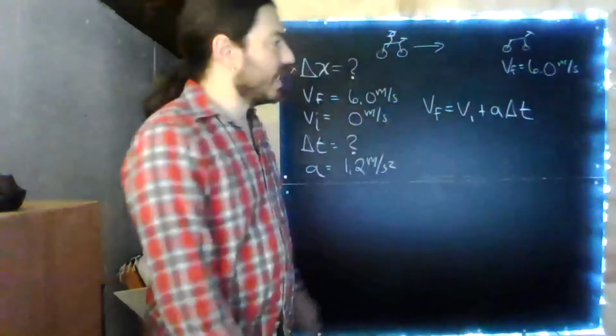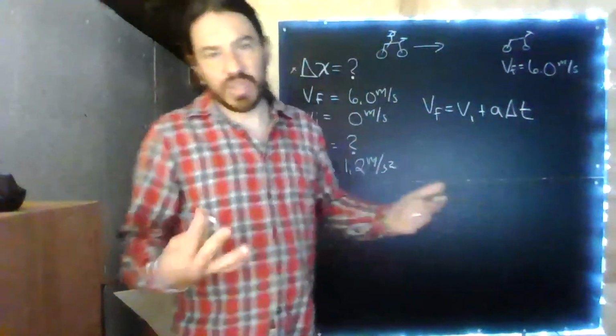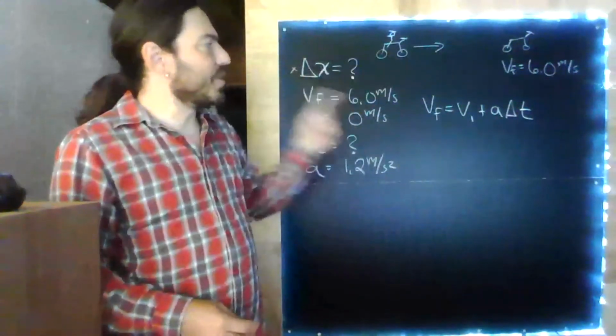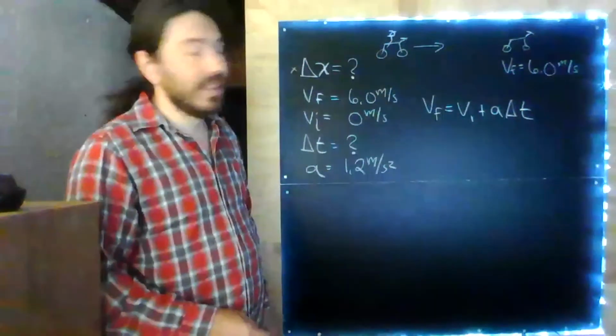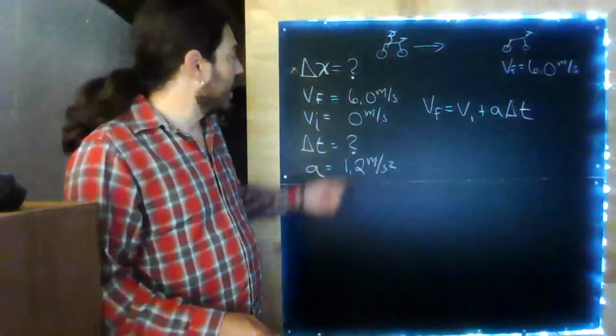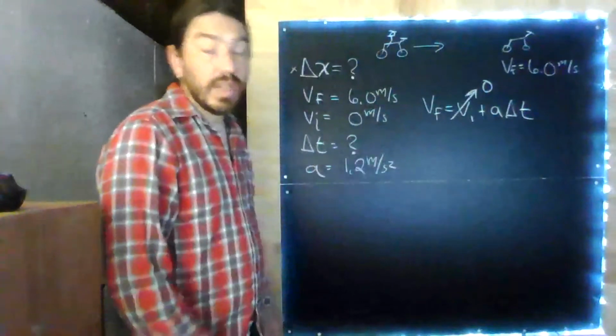And since we're in 1 dimension, I can drop the x. There's no ambiguity here. We only have motion in 1 direction. Now, what I suggest is next you plug in anything that's a 0 right away. And indeed, we do have 0 right here. And now I can do my algebra and isolate delta t.